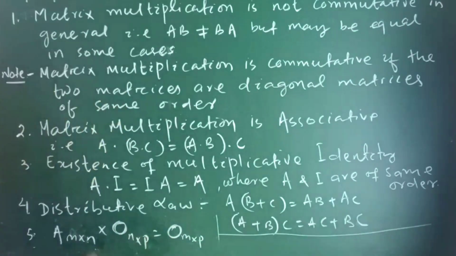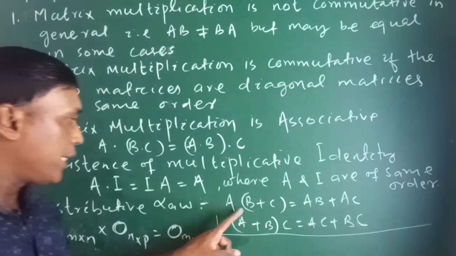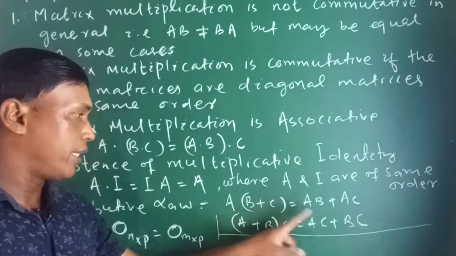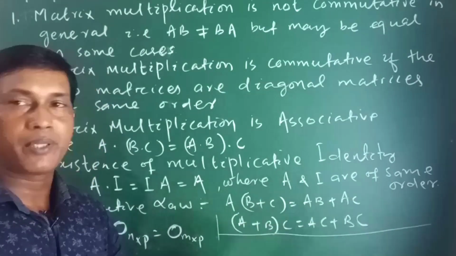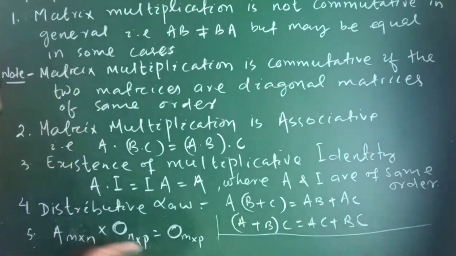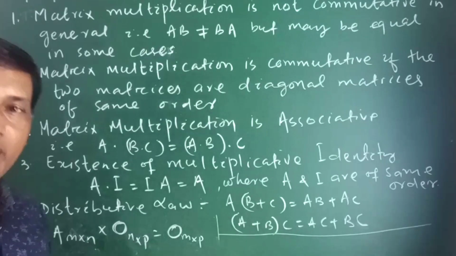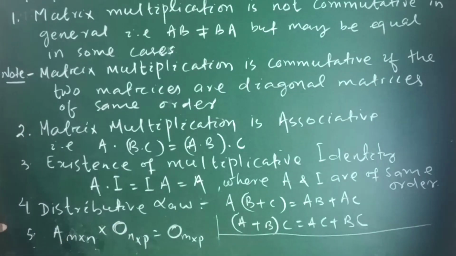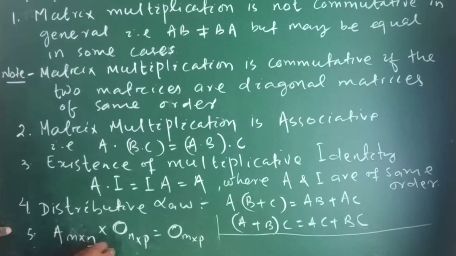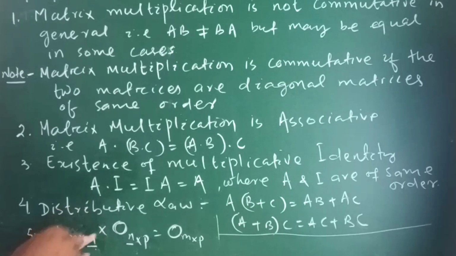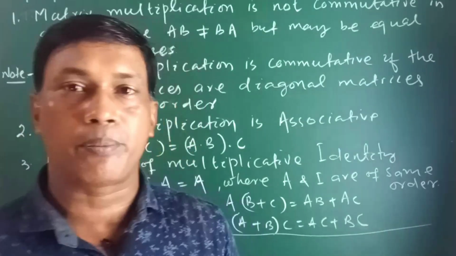And the next is the distributive law. A into B plus C is equal to AB plus AC. A plus B into C is AC plus BC, the distributive property. And the last is if you multiply any matrix with a null matrix, then the result will be a null matrix. But the order is A is of order m by n and B is of order n by p. Now the number of columns and number of rows are the same, so the order of the new matrix is m by p. So the product of a null matrix with any matrix is a null matrix. So these are the properties of product of two matrices.